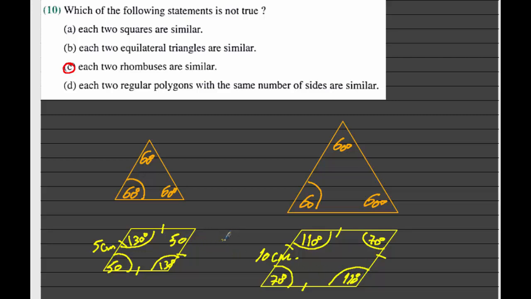So the first condition about the sides is verified. What does that mean? The first side over the other side equals half. We have a similarity factor, or factor of similarity, equals half, 5 over 10. But the corresponding angles are not equal in measure. We know there must be two conditions for two polygons to be similar. The first is that the corresponding angles must be equal in measure. Here this condition is not verified. So when we say that each two rhombuses are similar, it is wrong.